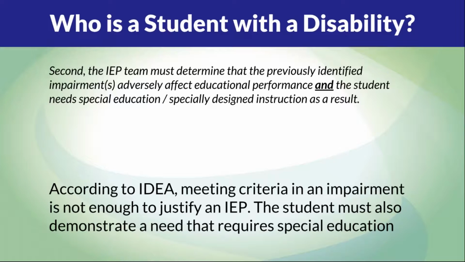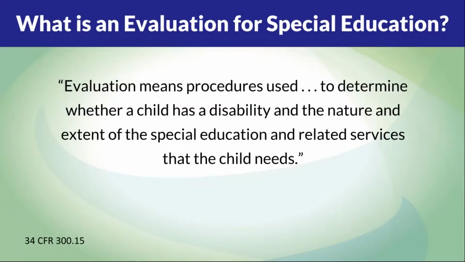But keeping those two prongs in mind is going to be really important, especially when we get to the dyslexia conversation. So what is an evaluation? How do you determine if someone has an impairment as identified in state and federal law, and whether that impairment adversely affects educational performance, such to warrant specialized instruction? And so we do that through an evaluation, and this definition comes straight from IDEA. Evaluation means procedures used to determine whether a child has a disability and the nature and extent of the special education and related services that that child needs. So again, you can see that two-prong aspect of eligibility reflected in the definition of an evaluation.